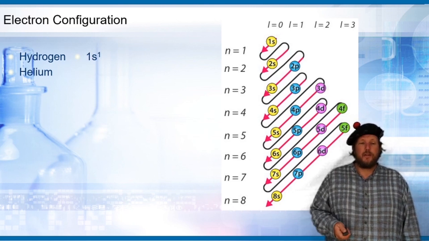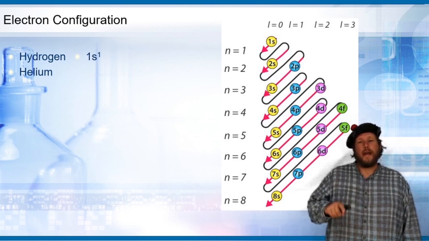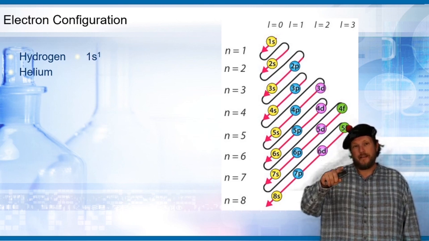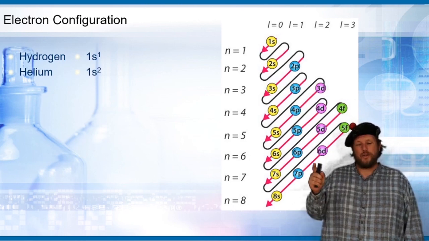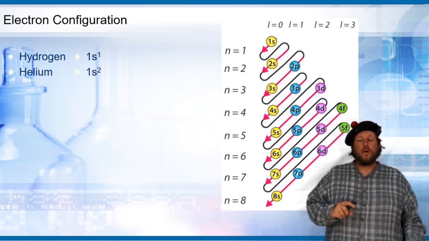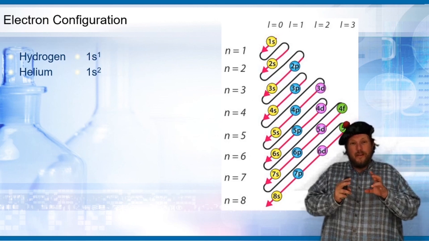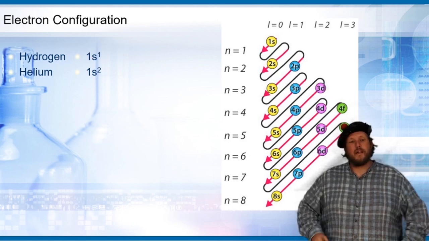So helium with its 2 electrons, we go 1s, because 1s is the level, and then how many electrons? 1s2 is how many electrons. So that 1s orbital is actually filled once you get to helium.